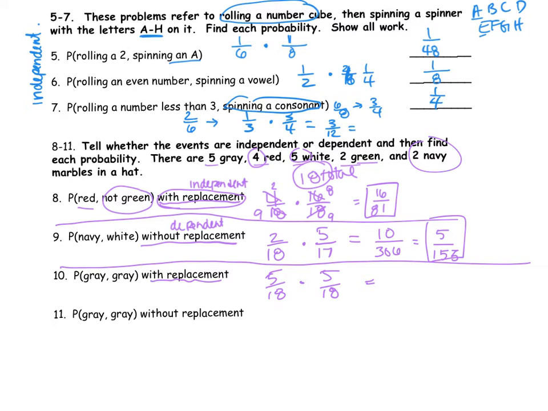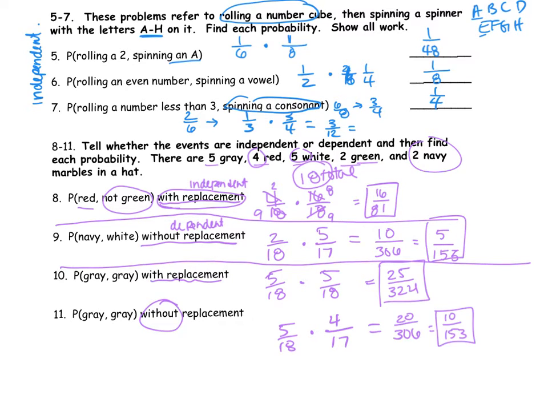And then for 11, it's going to be a little different because it's without replacement, so it's dependent. So it'd still be 5 out of 18, but think about this. You now took a gray marble out, so there's 1 less gray marble, and there's 1 less total marbles. And then we go ahead and do that. I believe those are the answers. I don't have a calculator, so I'm doing this by hand. Okay. Moving on to the next even number.